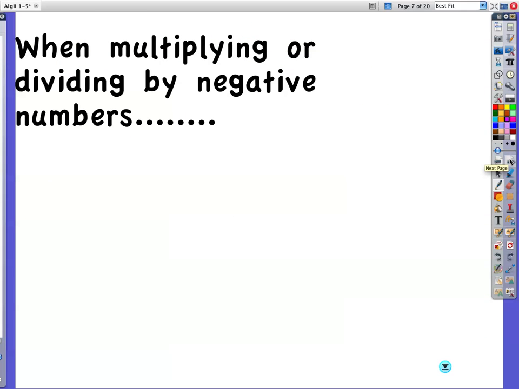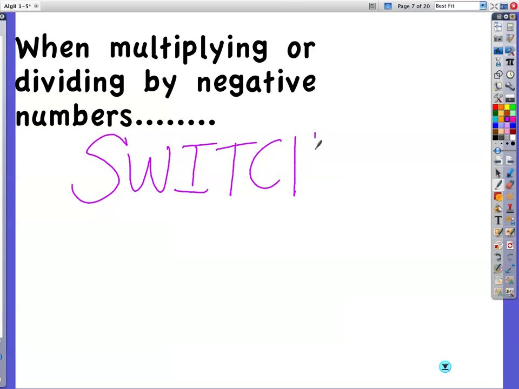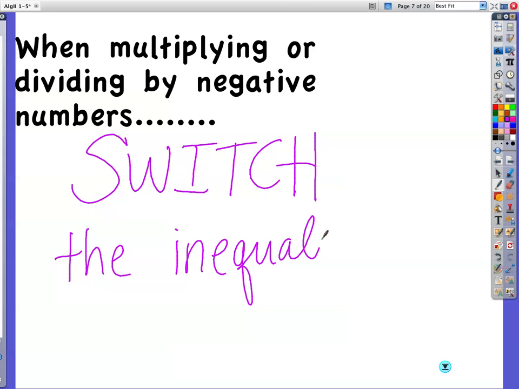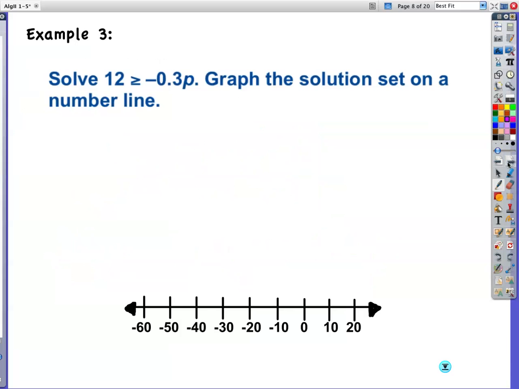So the big rule is, and hopefully this is just a reminder from Algebra 1, when multiplying or dividing by negative numbers, here's my quick thing, and I will even do a little demonstration in class. Switch the inequality. Okay, obviously that's pretty important. Take the time to get that in your notes.